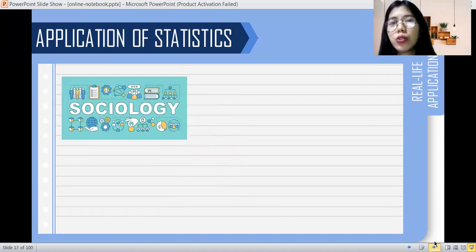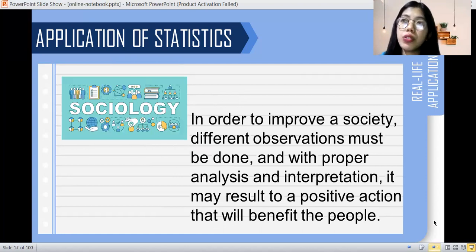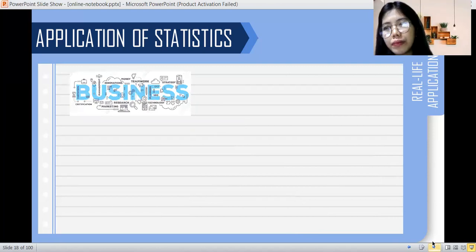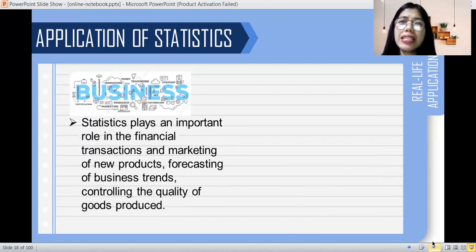And we also have under sociology, in order to improve a society, different observations must be done. And with proper analysis and interpretation, it may result to a positive action that will benefit the people. So yun po, nagagamit din po ang statistics sa ating sociology. And we also have sa business. Statistics plays an important role in the financial transactions and marketing of new products, forecasting of business trends, controlling the quality of goods produced.